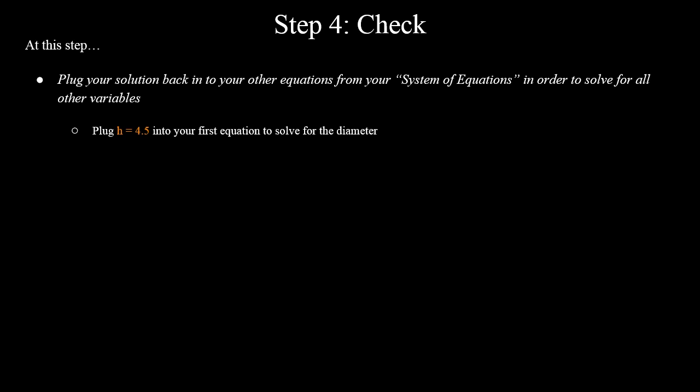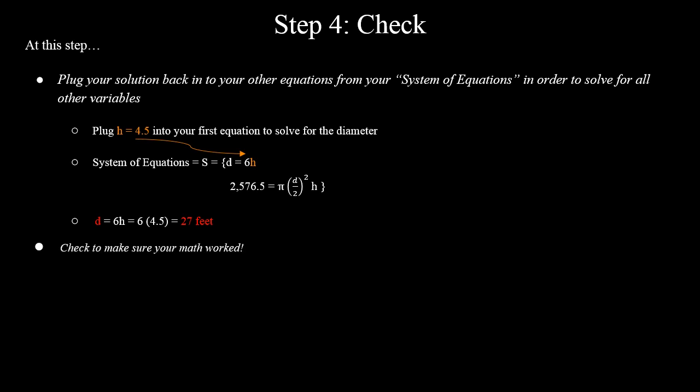So we're going to plug h equals 4.5 into our first equation to solve for diameter, because remember, we have height, but we don't have diameter yet. So we just plug in 4.5 wherever h is. So we have d equals 6 times h, which is equal to 6 times 4.5, which gives us a diameter of 27 feet. Now we need to make sure that our math worked. So we need to make sure that when we plug in our height and our diameter, we get the volume out that we were given.